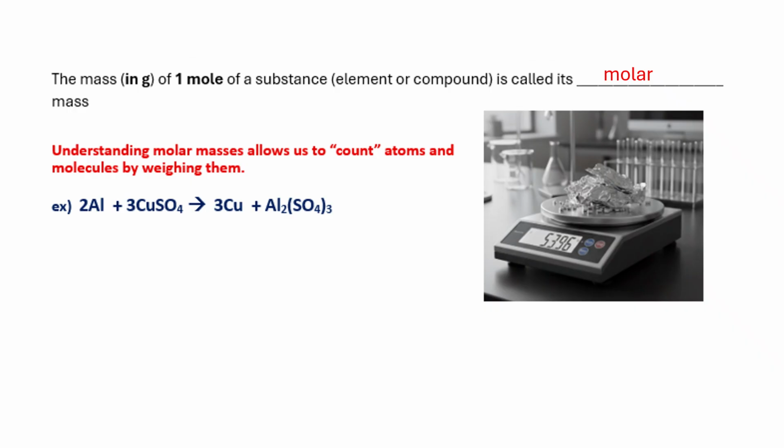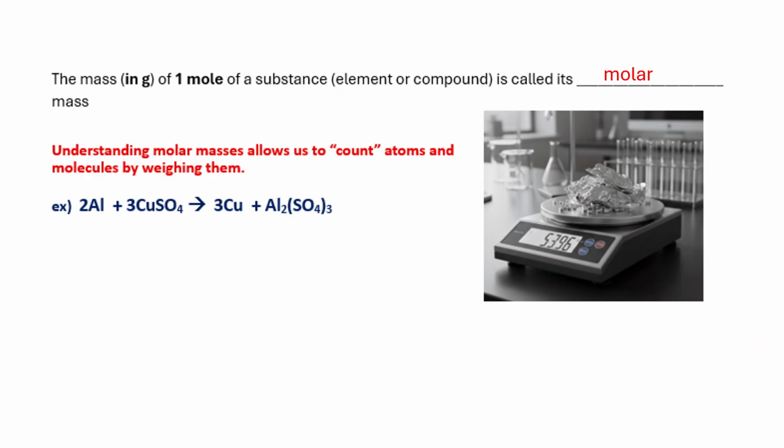So if you're doing this reaction and you actually wanted to use 2 moles of aluminum in this reaction to go along with 3 moles of copper(II) sulfate, well, what would that look like? How would you count that out? That's way too many atoms to count out.